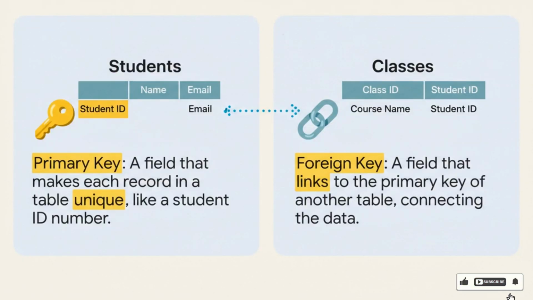Now, to keep everything organized and stop mistakes from happening, databases use these special things called keys. A primary key is a unique ID for every single record, kind of like a student ID number. No two students have the same one, right? Then, a foreign key is a field that links to the primary key in another table. This is how you connect your employees table to your departments table. It's the secret sauce that makes databases so good at managing related info.